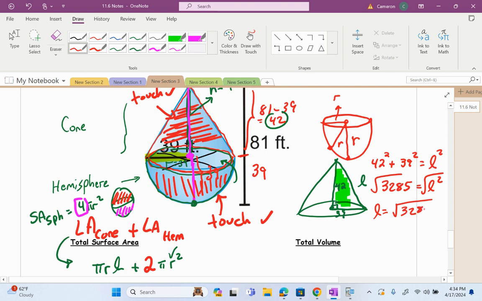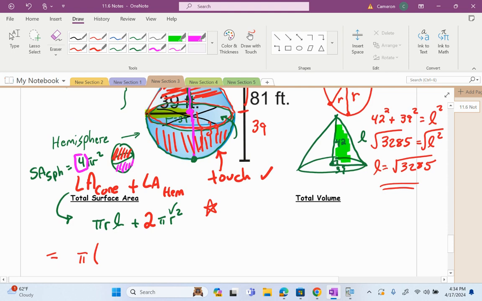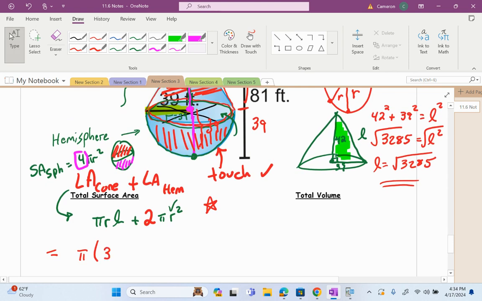And I would just leave it like that for now. We're not done with the problem yet. If you want to get the decimal, you can, but just leave it on your screen because we're going to keep using it when we go back here. Okay, so now I know the slant height and I know the radius, so I can plug in pi times radius. The radius of the cone was the same as the radius of the hemisphere, 39. Slant height, we just calculated, square root of 3285. So there's the party hat component.